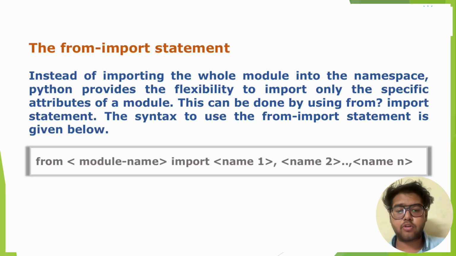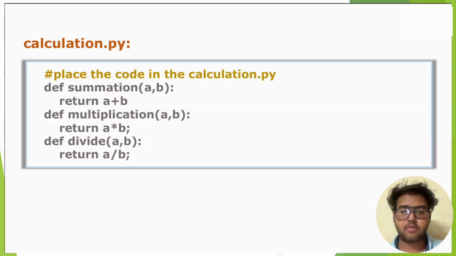The from import statement. Instead of importing the whole module into the namespace, Python provides the flexibility to import only specific attributes of a module. This can be done by using the from import statement. The syntax to use the from import statement is from the module from which we have to import, and then import the desired functions and variables.